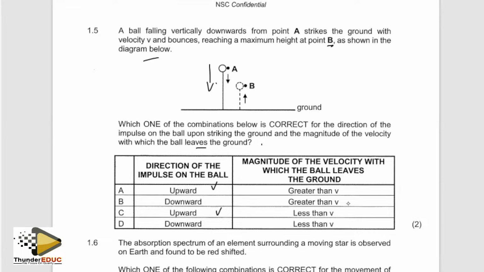But then the velocity with which the ball leaves the ground. Since the ball is in contact with the ground, there has to be a loss of energy. And if energy is lost, remember the collision is not perfect, which means there's going to be a loss, which is an inelastic collision. So the velocity must be less. So I'll go with option C.